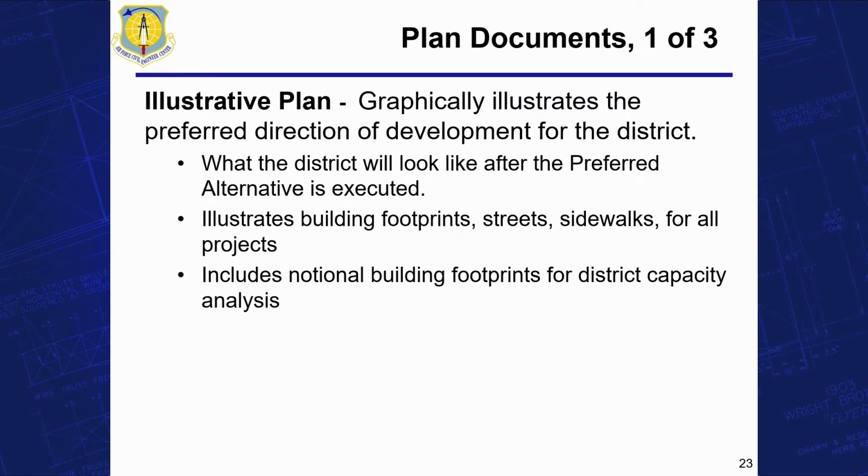The illustrative plan graphically illustrates the preferred direction and development for a district and will clearly show building footprints for projects in the preferred alternative. If necessary, you may need to highlight temporary facilities or interim conditions required to phase execution of the program. The illustrative plan will also show proposed roads, sidewalks, bicycle networks, street trees, open spaces, parking, and parks, all supporting the facilities to be programmed with the primary facilities.